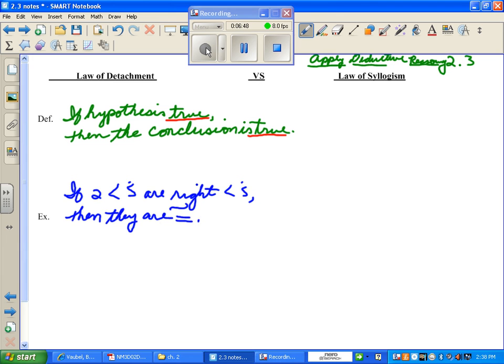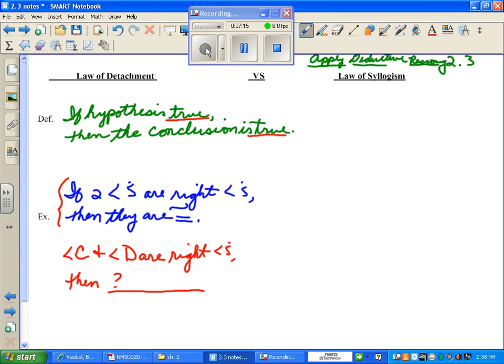Alright, so there's my statement, and I'm going to go on to say, here I have, if angle C and D are right angles, I'm just going to say it outright. Angle C and angle D are right angles. Then, what can you conclude?